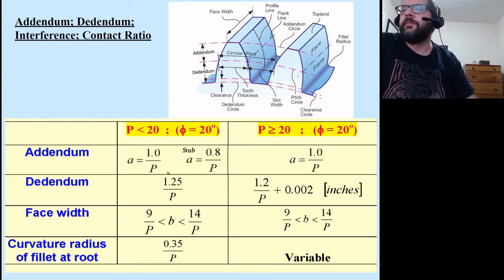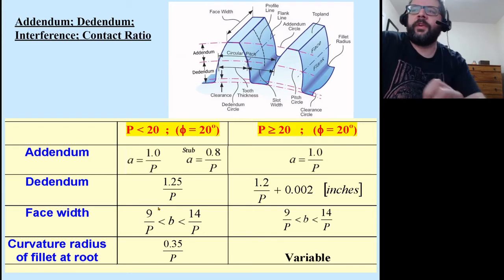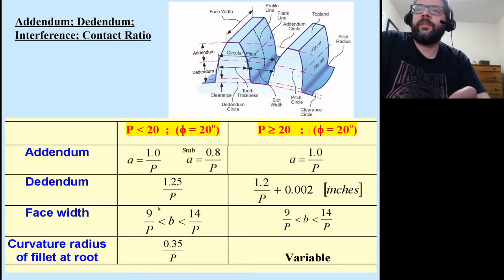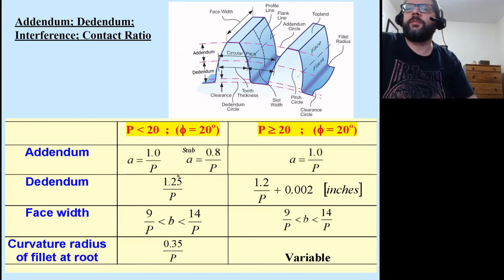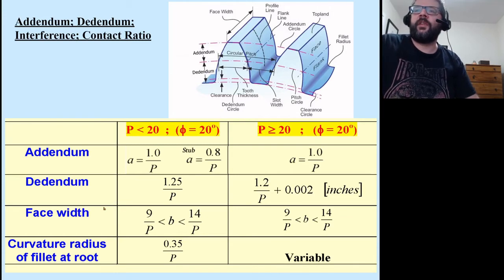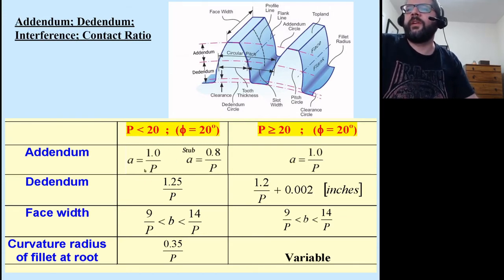And then the dedendum, for coarse gears, will be 0.125 divided by P. So that's 25% larger than the addendum for standard gears, even a fair bit larger than the addendum for stub gears. And then when we get to finer gears, basically 20% more than the addendum, plus a little, plus 2 thou.